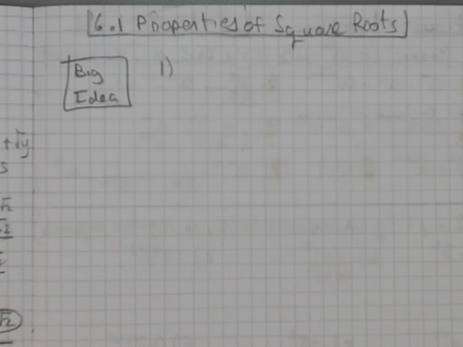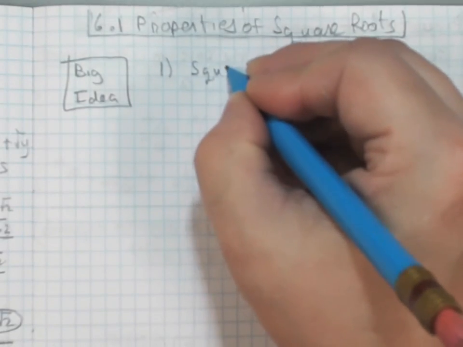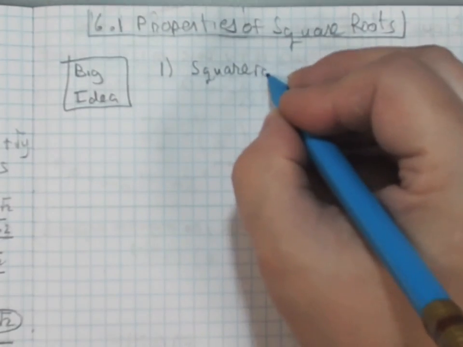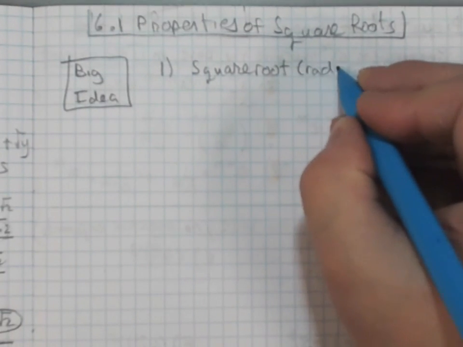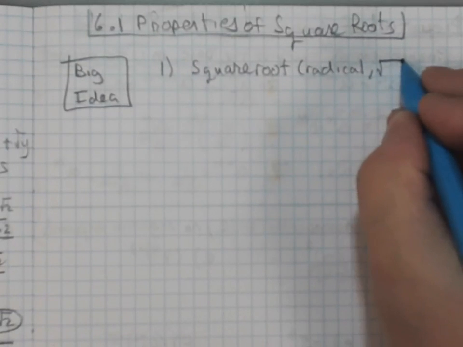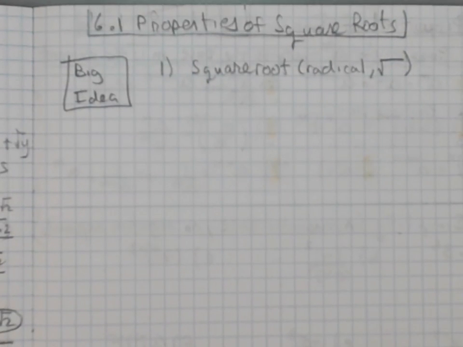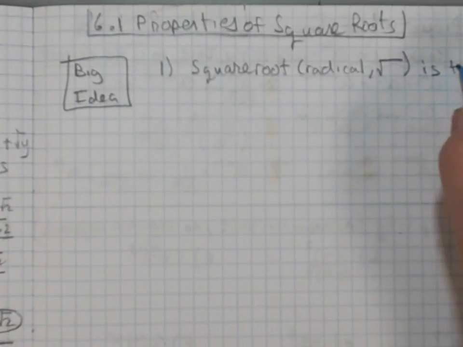All right, so we're on lesson 6.1, properties of square roots, and the big ideas are the following. So number one, a square root, which we also call a radical, and it looks like this. This is the symbol for square root. That symbol is the inverse of a squaring.